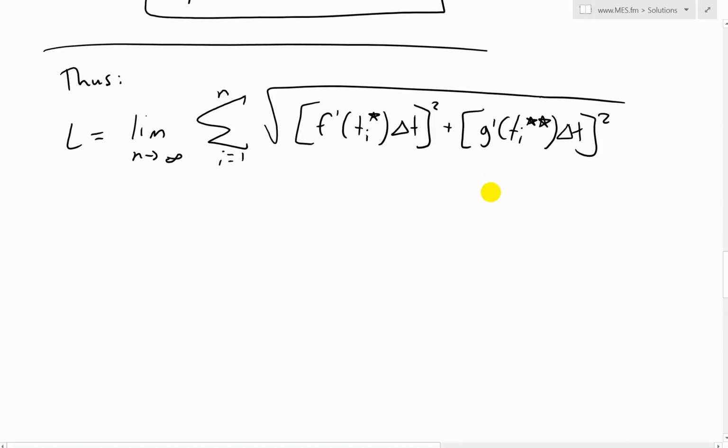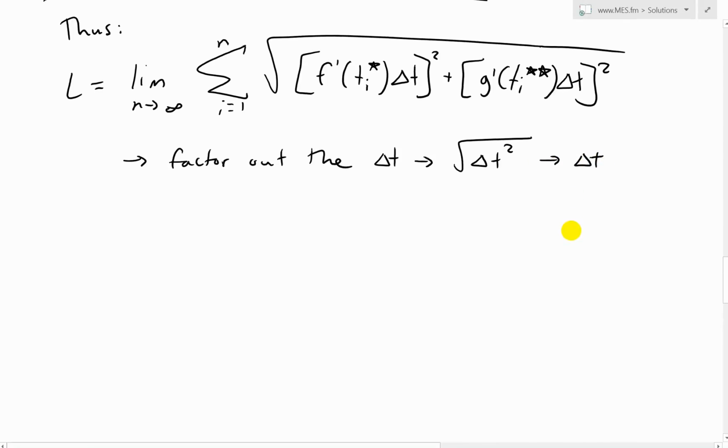Now what we could do is factor out this part right here, which is delta t. When you square it, it's on both sides, and then there's a square root overall. We can take out the delta t squared, which under the square root gets us delta t on the outside. You could just visualize it and do it on your own.